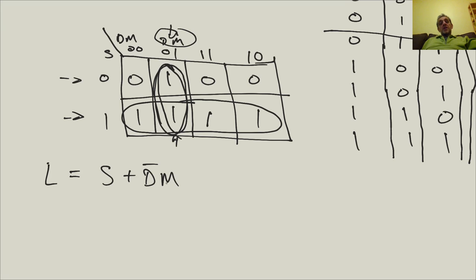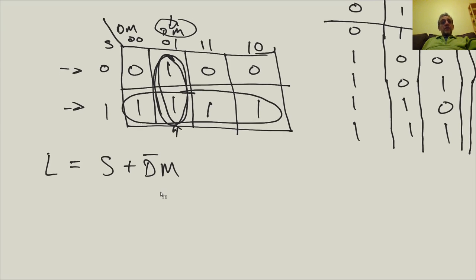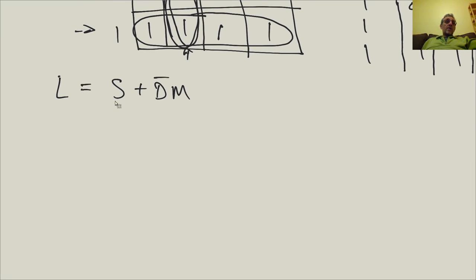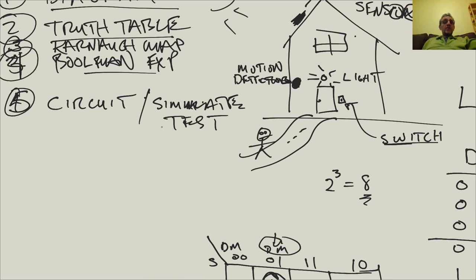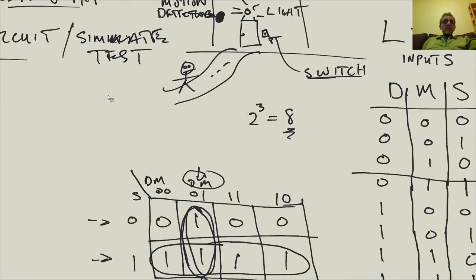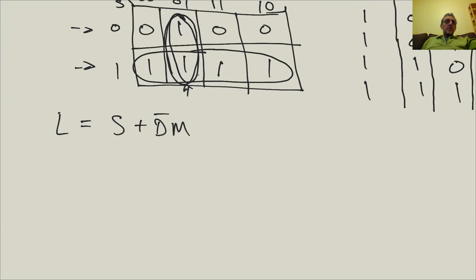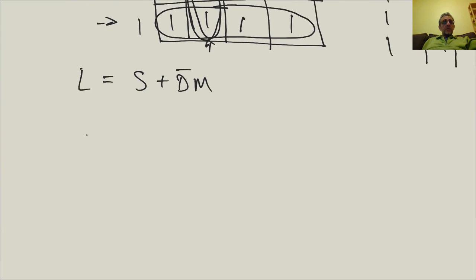Now we're on the last part, right? Now that we have our Boolean expression, how do you draw the circuit? To draw the circuit, we're going to basically have our three inputs, D, and then M, and then S. And we can draw vertical lines on each one.